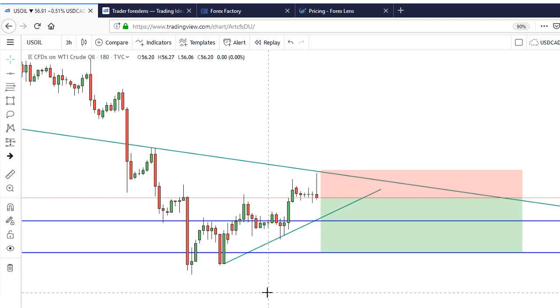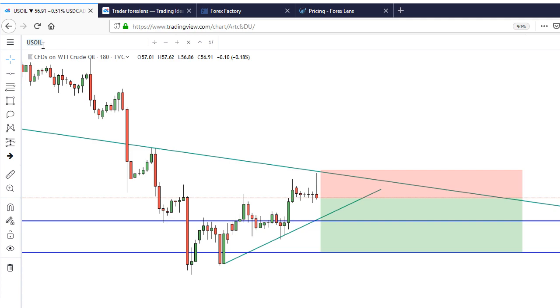Gold should be an opposite story of US oil.